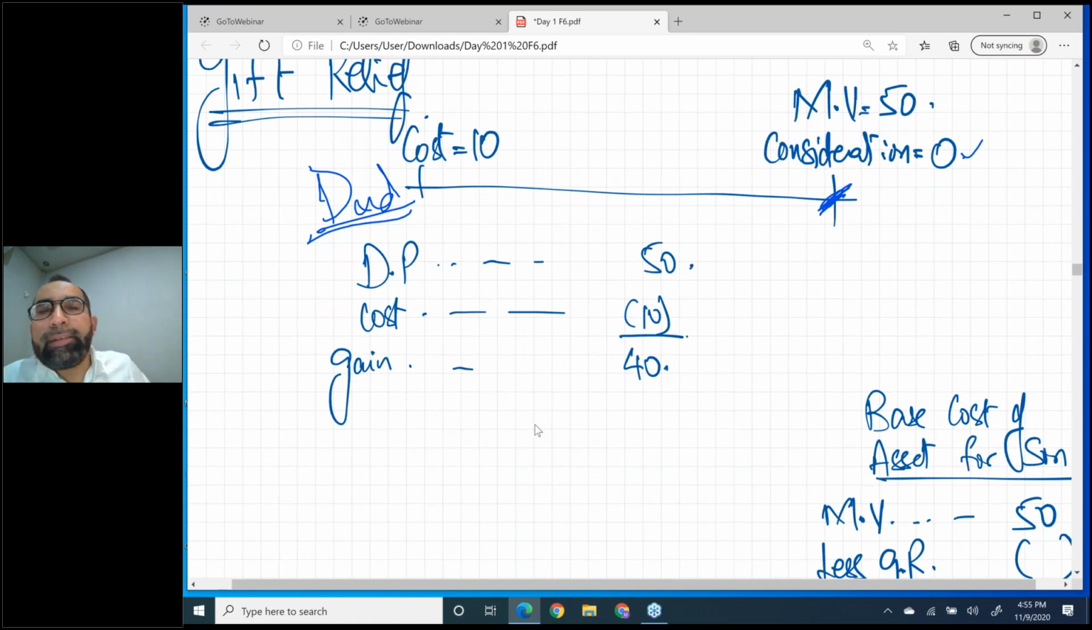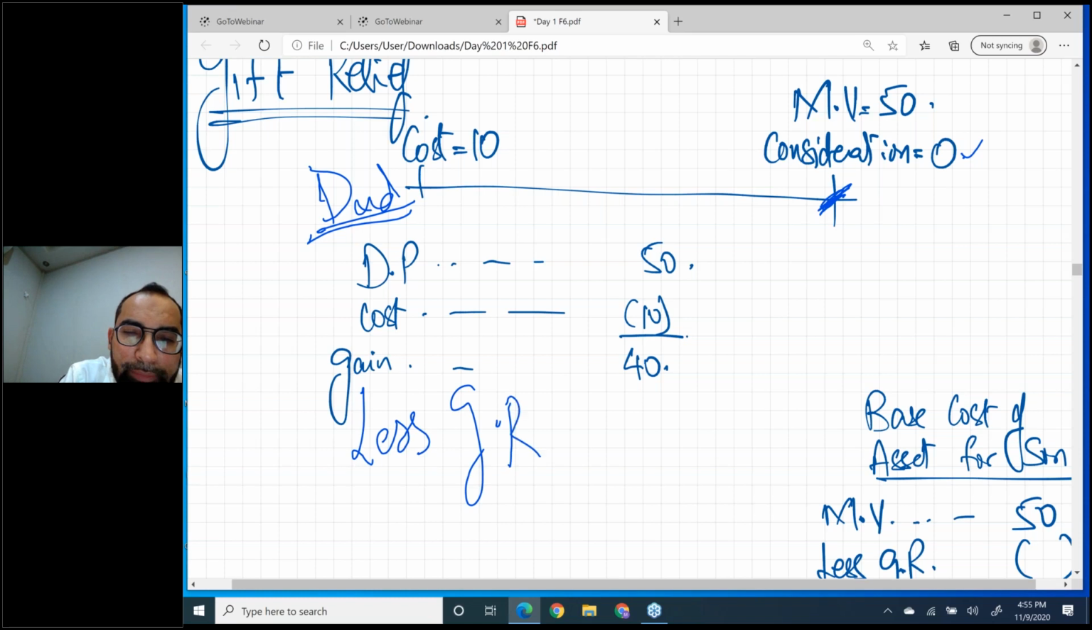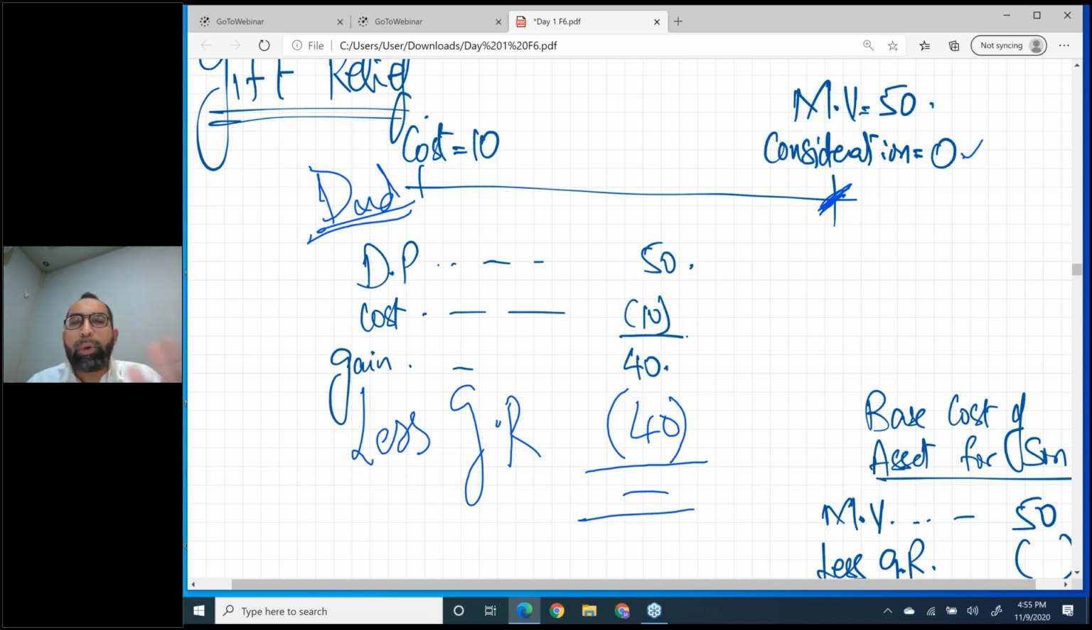Now let us say this dad and son elected to defer the gain through gift relief. Yes, they can claim gift relief because let us say this is a business asset. So right now what you do is deduct the gain, you will write GR 40. So there will be no tax on dad, but in future the son will be responsible for the tax.